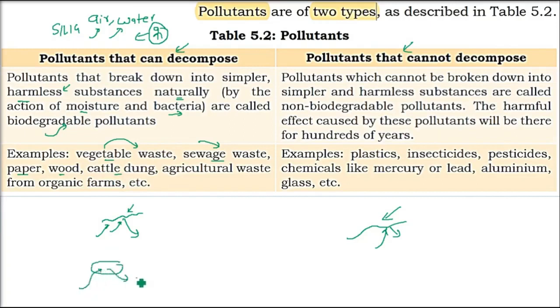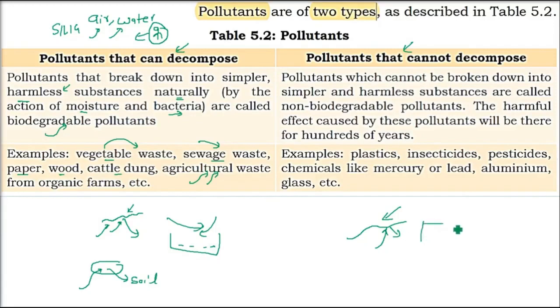Because if you see cow dung, after some time you will see it will become normal, like soil. Agriculture waste, from organic waste. So these are pollutants, but they will decompose by themselves in due course of time. They will not be there forever. They will take the form which is, say, friendly to nature. So it will not be that harmful.